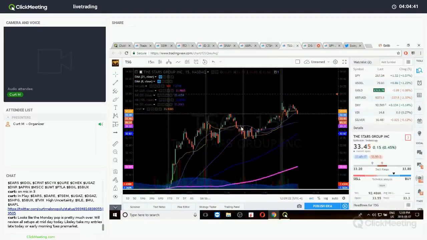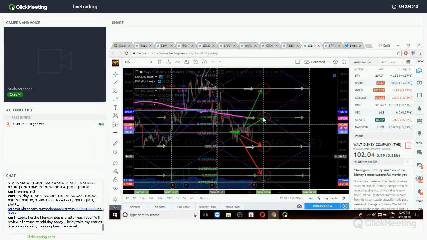Today, as far as your numbers, your target here is 103.57 on the 29th. This is a daily chart. If it dumps, your target on the same day is 96.90ish. So that's Disney.